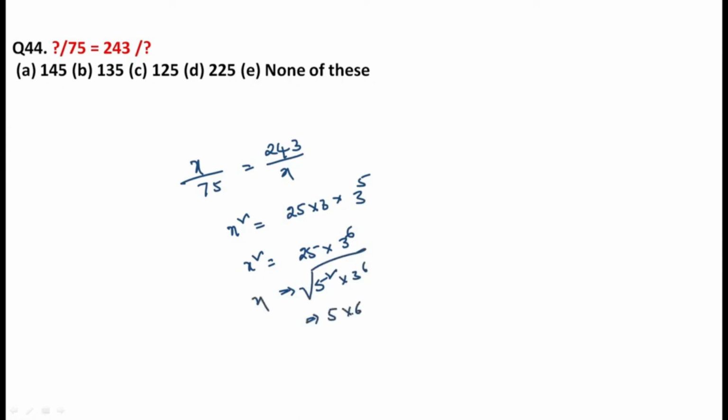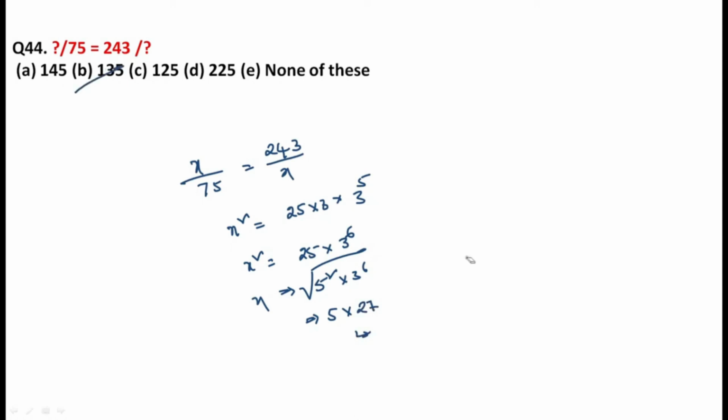Now you can get 5 into 3 power 6. 3 power 6 means 3 cube squared, that is 27 square, 9 into 9, 9 threes are 27. Yes, it's 27. 27 5s are 135.